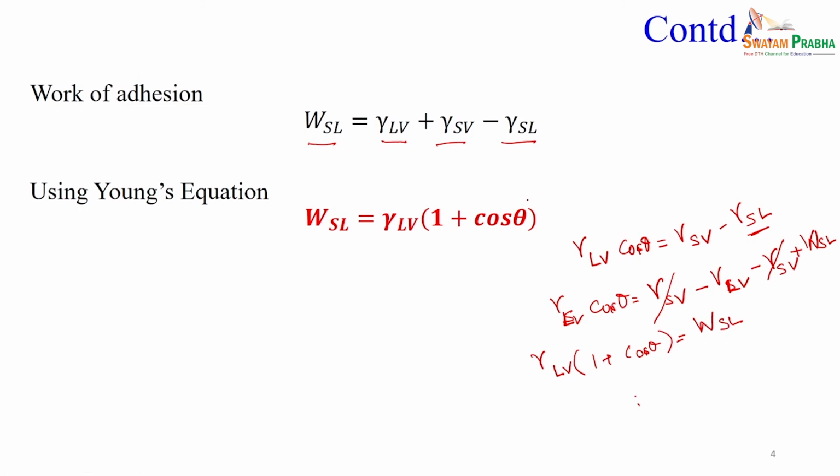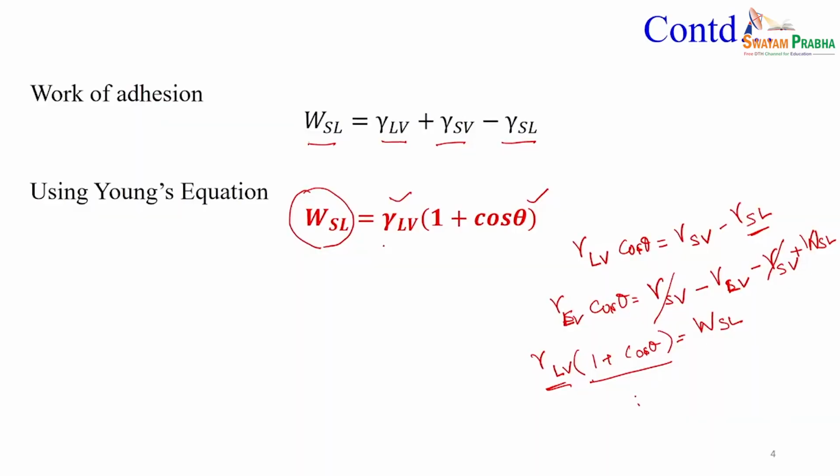So, if you know the contact angle, if you know the liquid vapor interfacial tension, both we can measure experimentally, you should be able to calculate the work of adhesion as well. So, work of adhesion is liquid vapor interfacial tension into 1 plus cos theta, theta is the contact angle. So, we can estimate work of adhesion, we can estimate solid liquid interfacial tension if we can experimentally measure the contact angle as well as the liquid vapor interfacial tension.